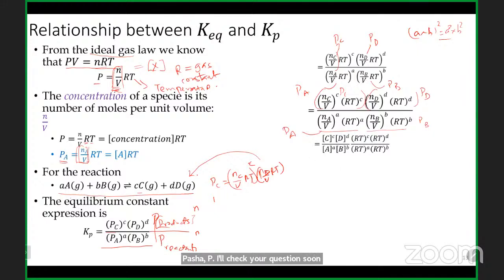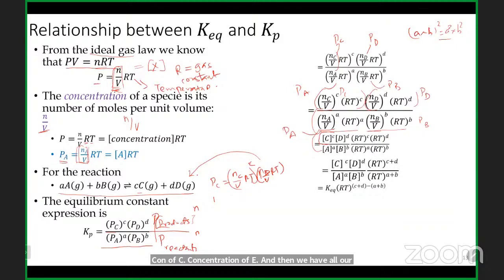So remember from our definition, concentration is N over V. So this is concentration of C, concentration of A, concentration of D, concentration of B. So that's all written here. Concentration of C, concentration of A, and then we have all our RTs on one side. Again, by laws of indices, we can write that RT raised to power, so this is equal to C^c D^d over A^a B^b.